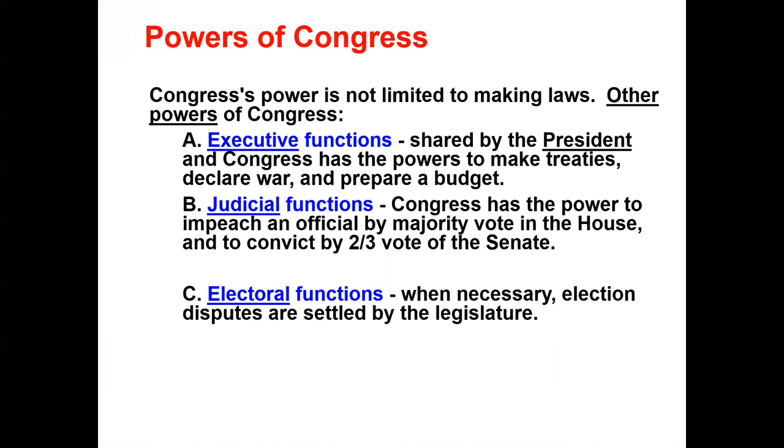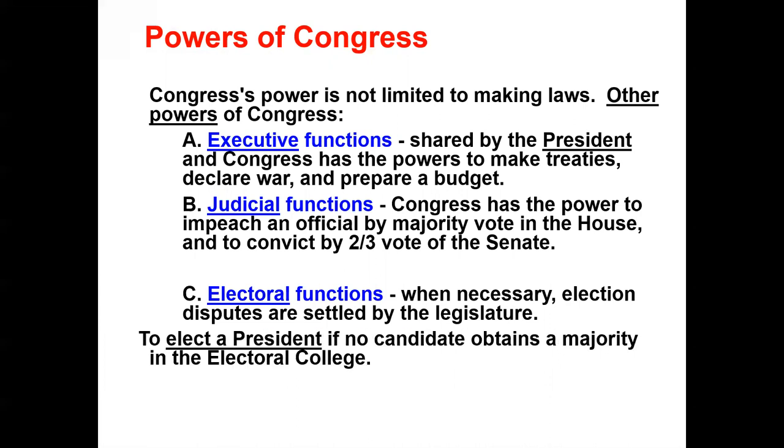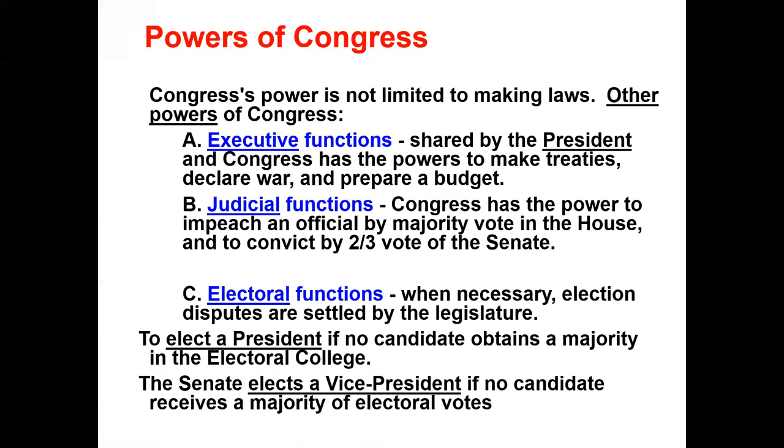Electoral function. When necessary, election disputes are settled by the legislature. I already told you that in the Electoral College, if no president gets 270 votes, then the House elects the president. So that's the electoral function. The Senate elects the vice president. Again, these are all related to the Electoral College. We will cover this under presidency.